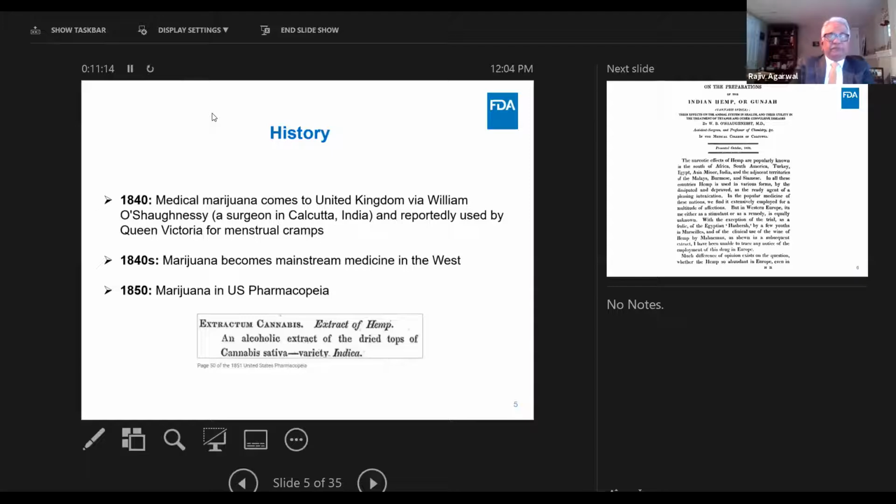In 1850, marijuana was introduced to the US Pharmacopoeia as the extract of hemp, and that's very important. I will describe the difference between hemp and marijuana. It was an alcoholic extract of the dried tops of Cannabis sativa, variety indica. Very important for this presentation to remember the word indica. It's a variety that is found only in India, as the name suggests.